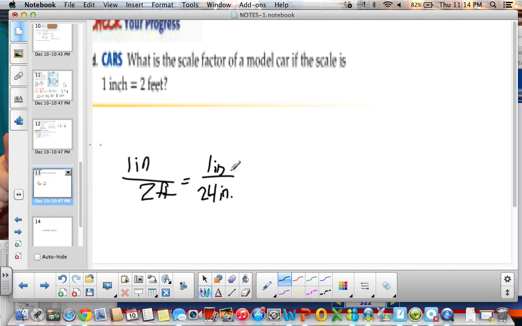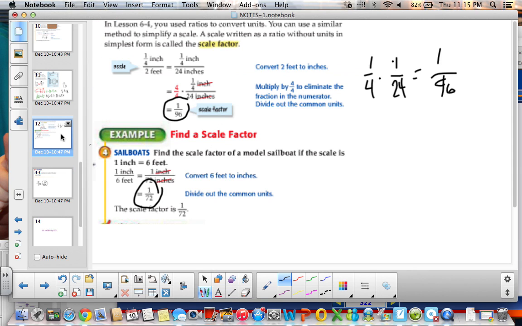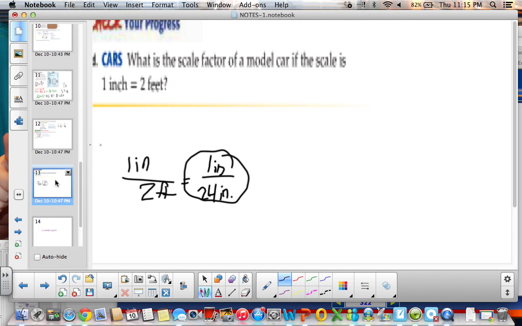So we don't write it with units, but this would be our scale factor. Oh no, we don't proportion it out, we just leave it as 1/24. So our scale factor then is 1/24, because we're given that 1 inch equals 2 feet, but 1 inch also equals 24 inches because those are equal.